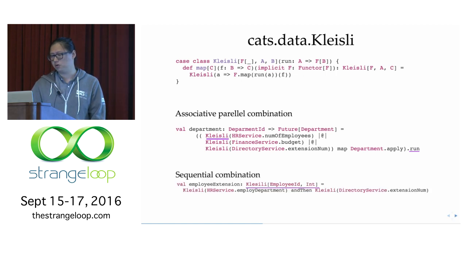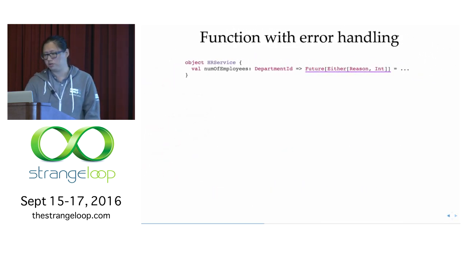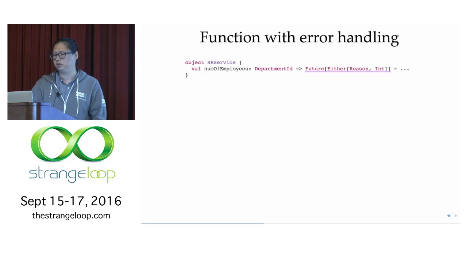So that is neat. And then you can also do andThen. Kleisli has this method that helps you to do andThen, so you can do the sequential combination as well. You do have the andThen combination between two Kleislis. The two Kleislis you have: you basically have a function from employee ID to department ID, and then a function from department ID to extension number, and you just call andThen, and you get a function or Kleisli from employee ID to extension number.